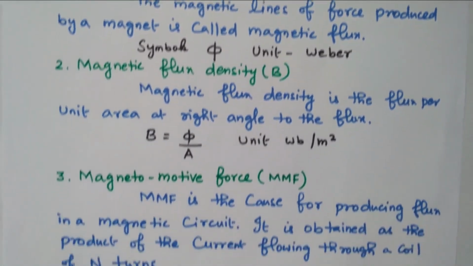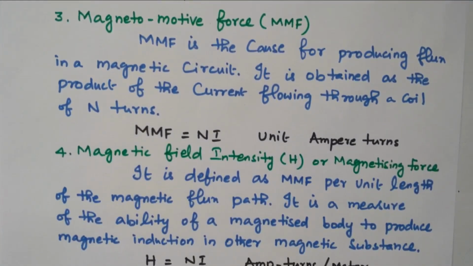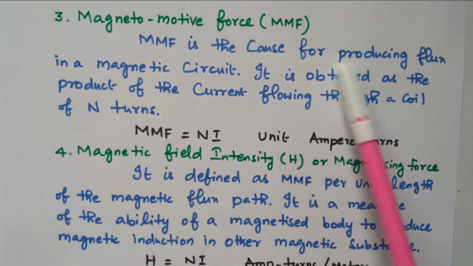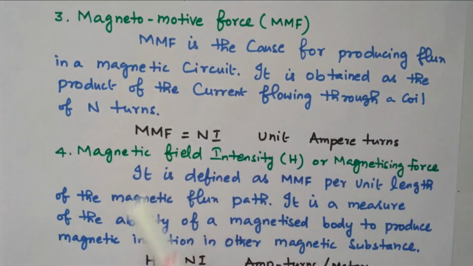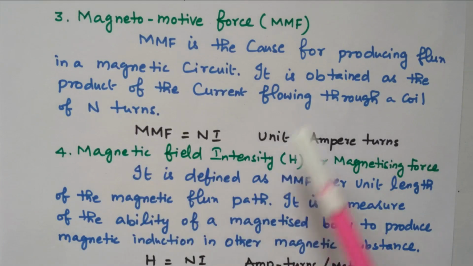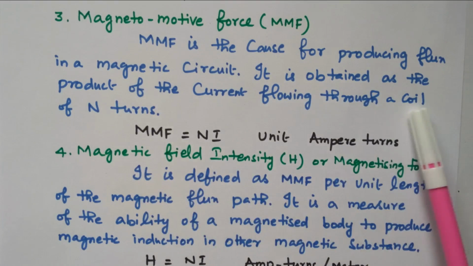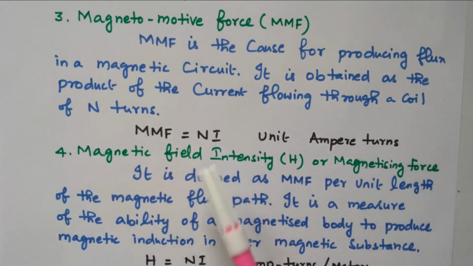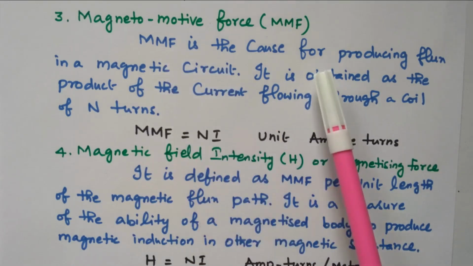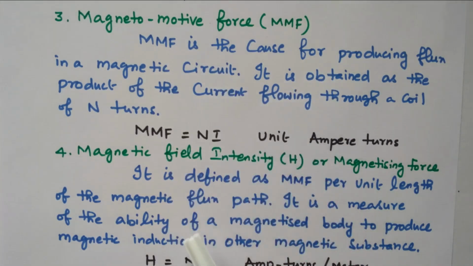Then we will go to the magnetomotive force, MMF. What is the MMF? It is the cause for producing the flux in the magnetic circuit. This is the source for producing the magnetic flux in the magnetic circuit. It is obtained as the product of the current flowing through the coil and N number of turns. MMF equals N into I. So the MMF is the cause for producing flux.